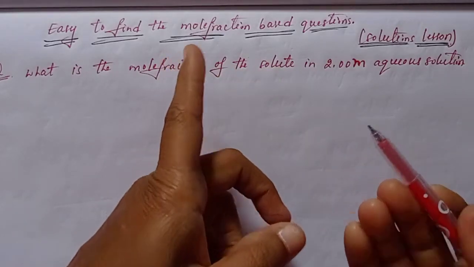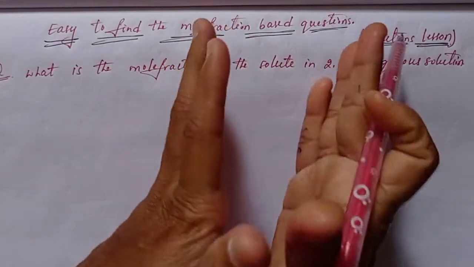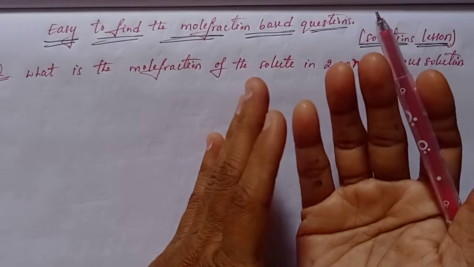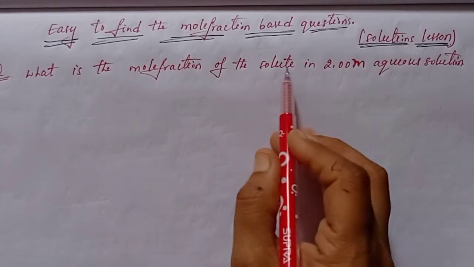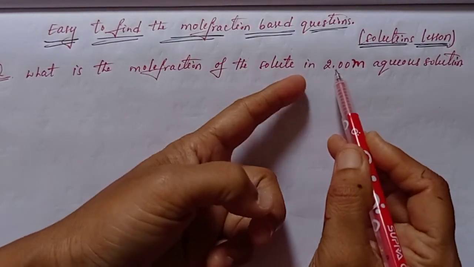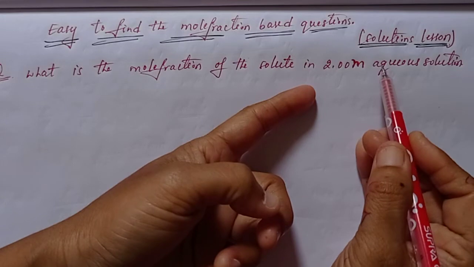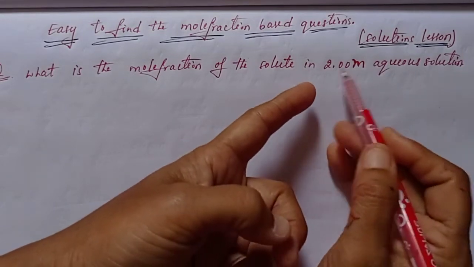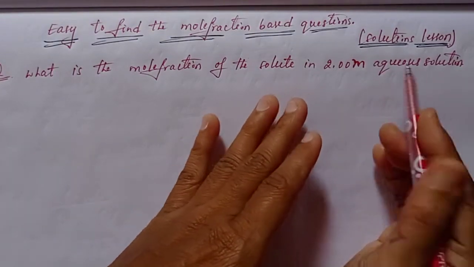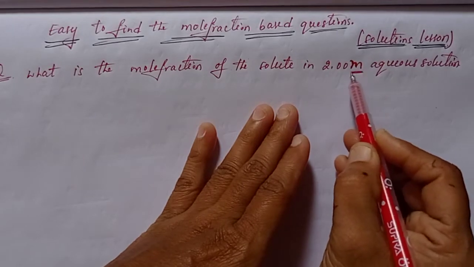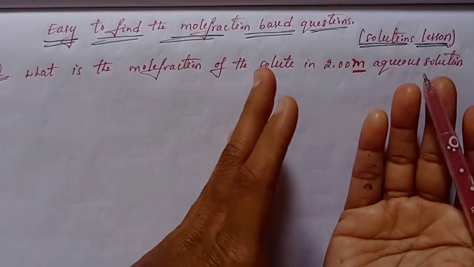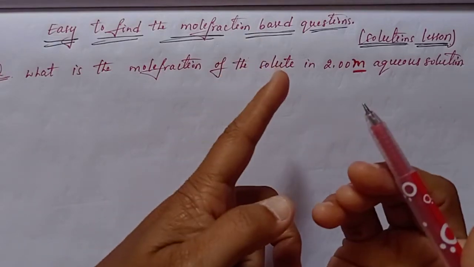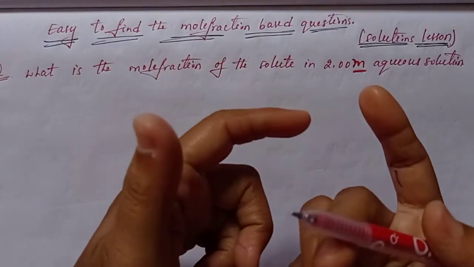Today I am going to discuss mole fraction based questions, and how to find them easily. See students, what is the mole fraction of the solute in a 2.00 molal aqueous solution? Are you following? Observe the unit properly: small m, that is molality. Molarity is represented by capital M, and molality is represented by small m.